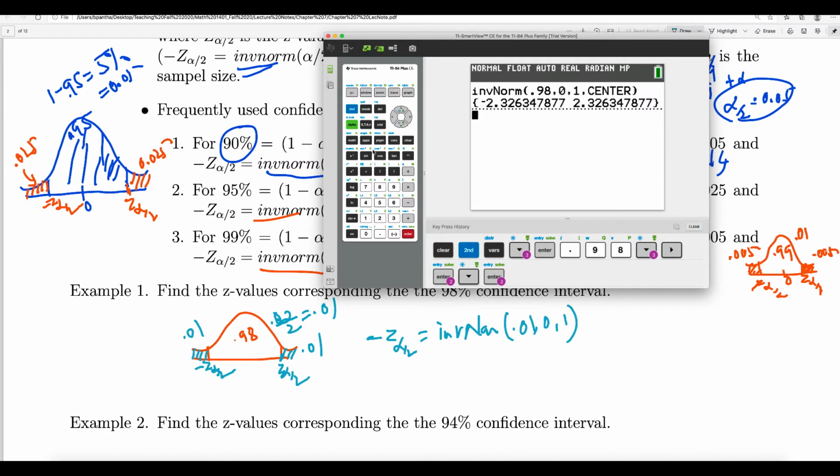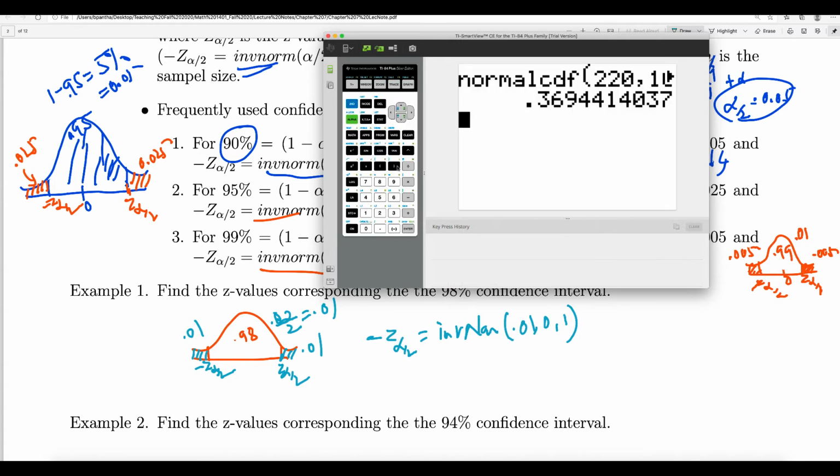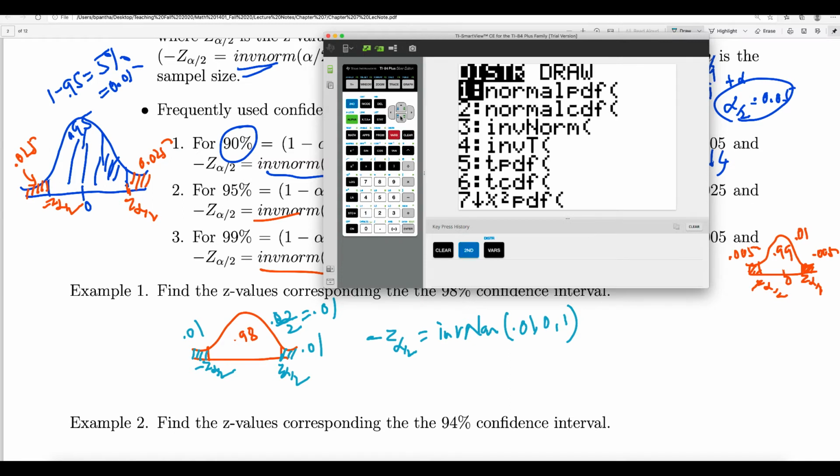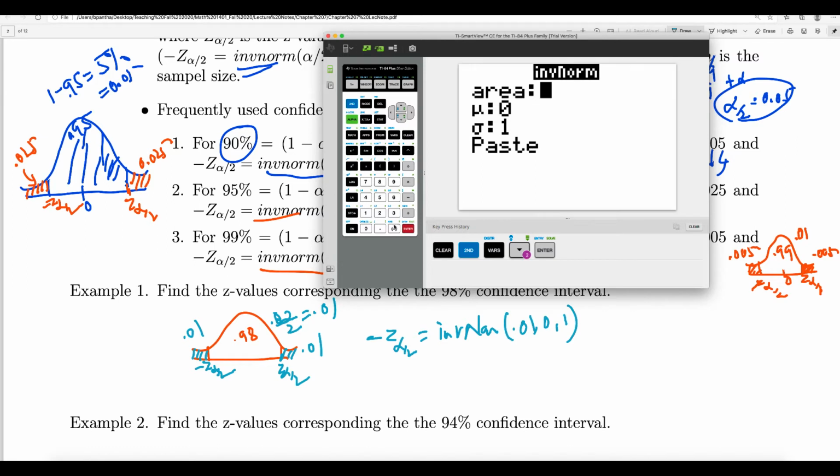But all of you may not have a TI-84 Plus CE. This is the calculator most of you have. Let me clear that. Go to second vars, inverse norm is number 3. And what is the area? You need to always enter the left area if you are using the TI-84 Plus only calculator.